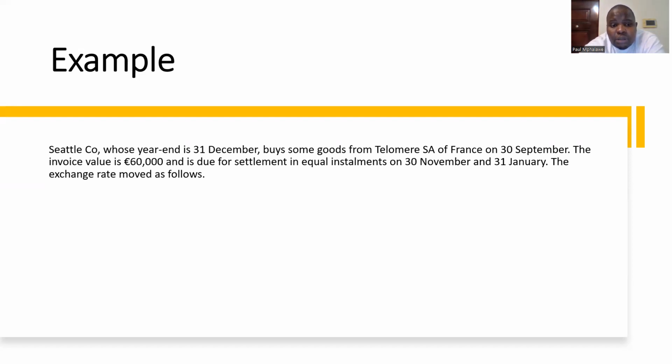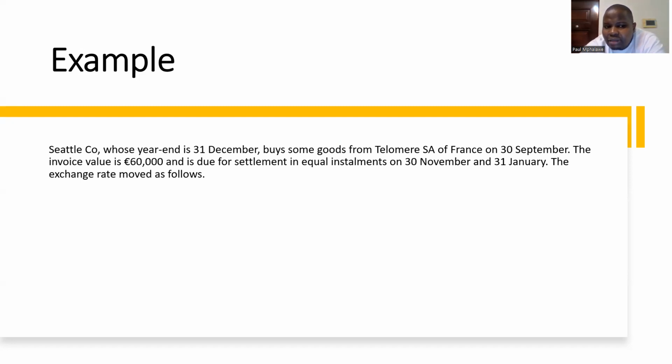Cito company, whose year end is 31st December, buys some goods from Telomere SA of France on 30th September. The invoice value at the date of transaction was 60,000 euros and is due for settlement in equal installments on 30th November and 31st January.